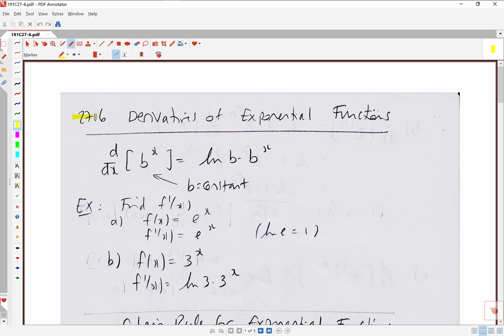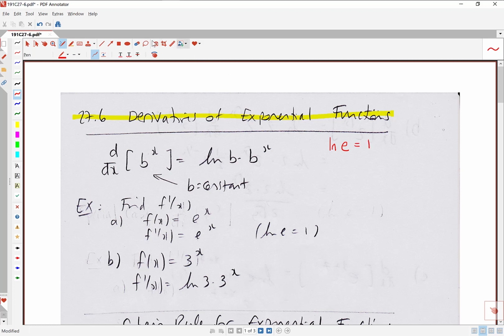In this video, we're going to be talking about derivatives of exponential functions. And before we get into this video, there's one fact from our previous video that we need to remember really well to make this video go smoothly. That fact is the value of ln of e. So ln of e is equal to 1.